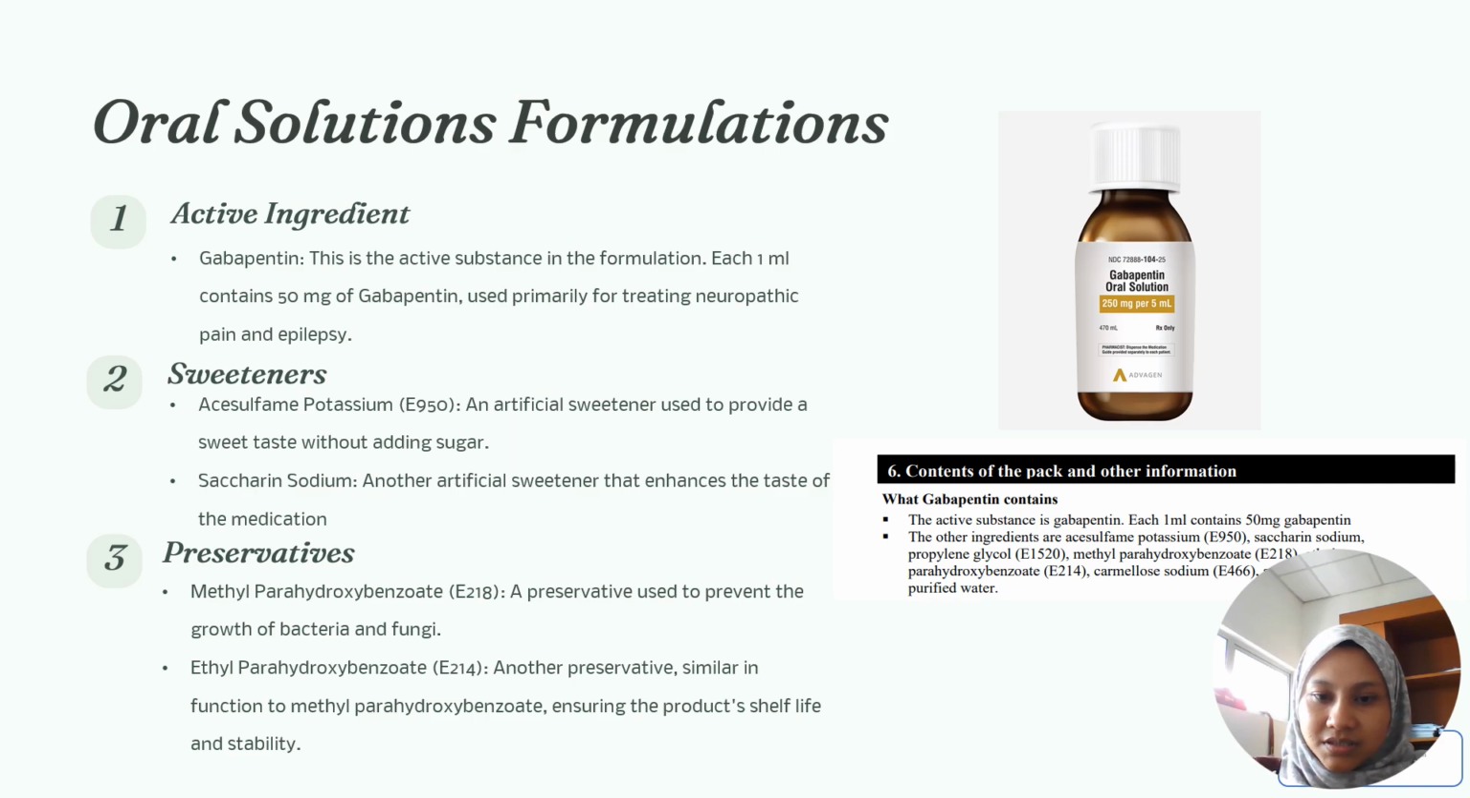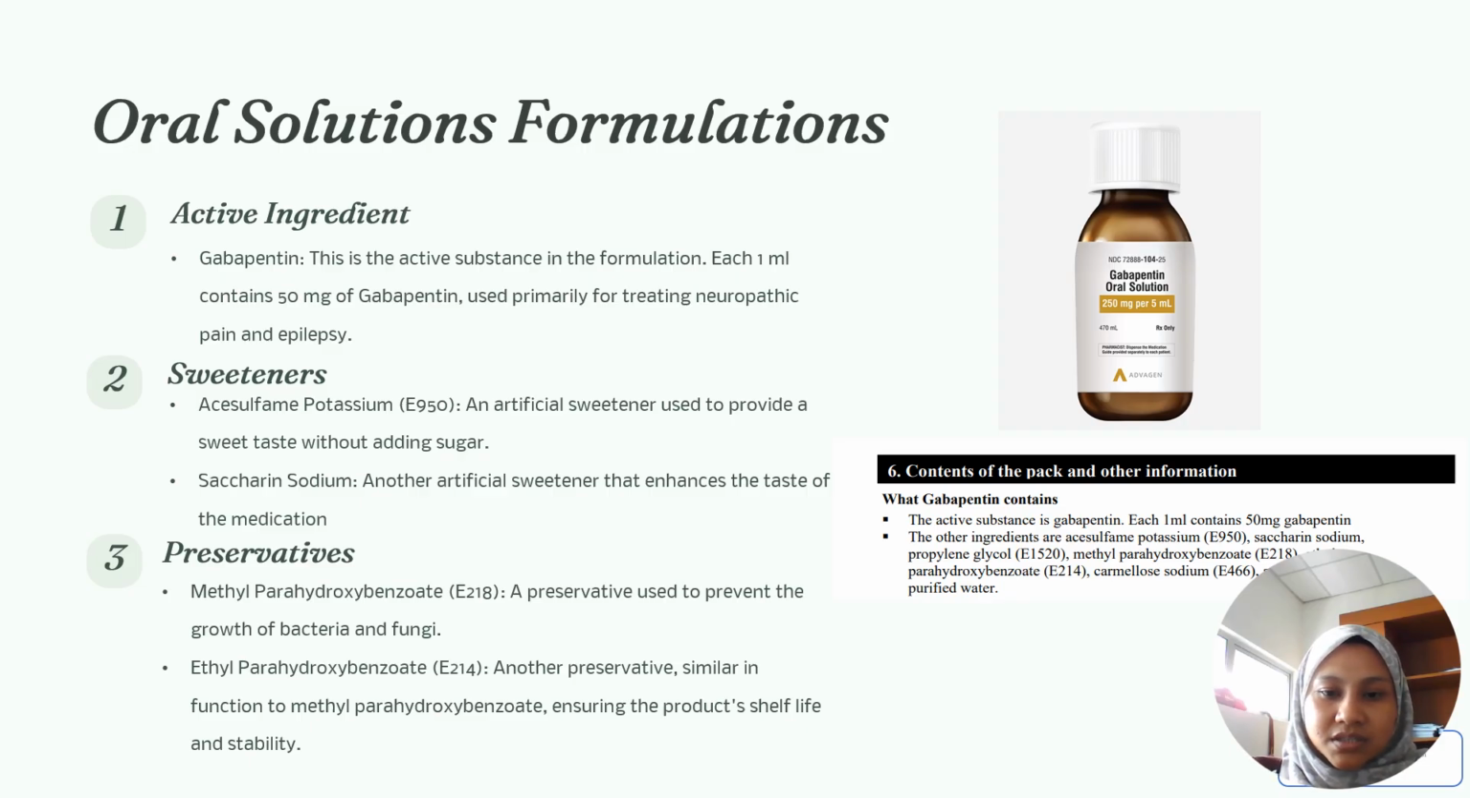Okay, what gabapentin contains, it says here, active ingredient is gabapentin. 1 ml contains 50 milligram. And the other ingredients are the additives or the excipients. So active ingredient, as you can see, is gabapentin. All right. So 1 ml contains 50 milligram, which also corresponds to the label in the picture here: 250 milligram in 5 ml.